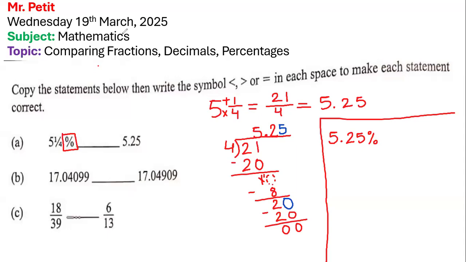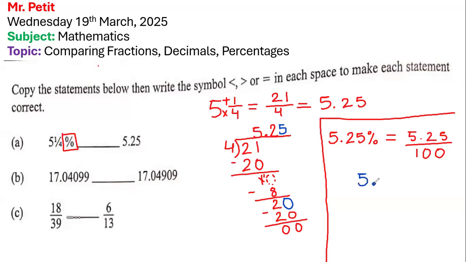So what that means is you're going to take 5.25 and you're going to divide it by what? 100. Okay. Now, remember I told you how to divide by 100. In order to divide by 100, you're just going to move the decimal point twice.